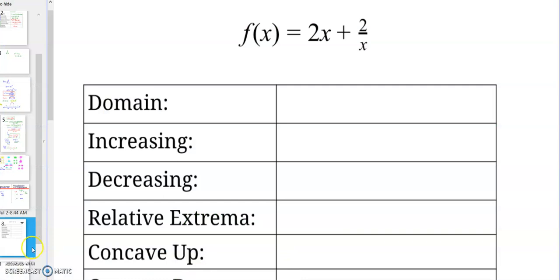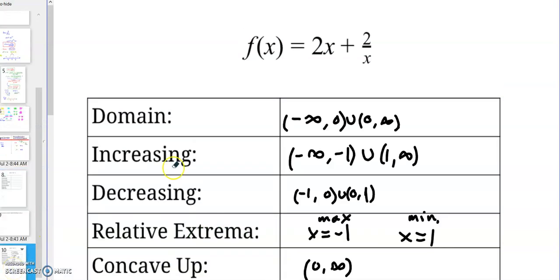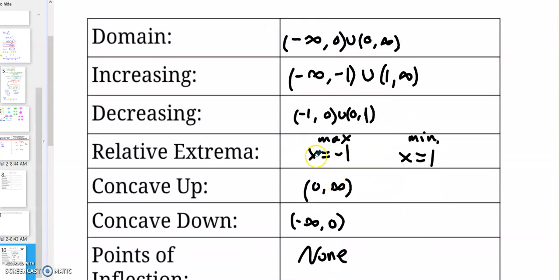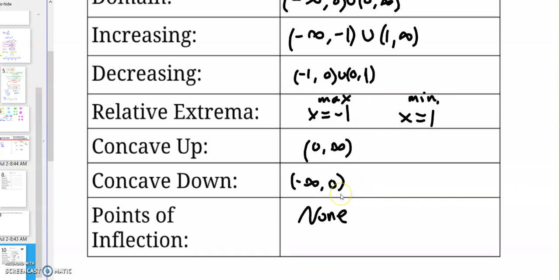Hopefully you checked your answers. Here are the answers you should have got for that. Okay? So 0 was not in the domain. Here's where it's increasing. Here's where it's decreasing. Should have actually gotten relative mins and relative maxes. That was relative max and relative min. Concave up, concave down. And again, the point in this one where it switched concavity was not in our domain, so it did not count as a point of inflection.